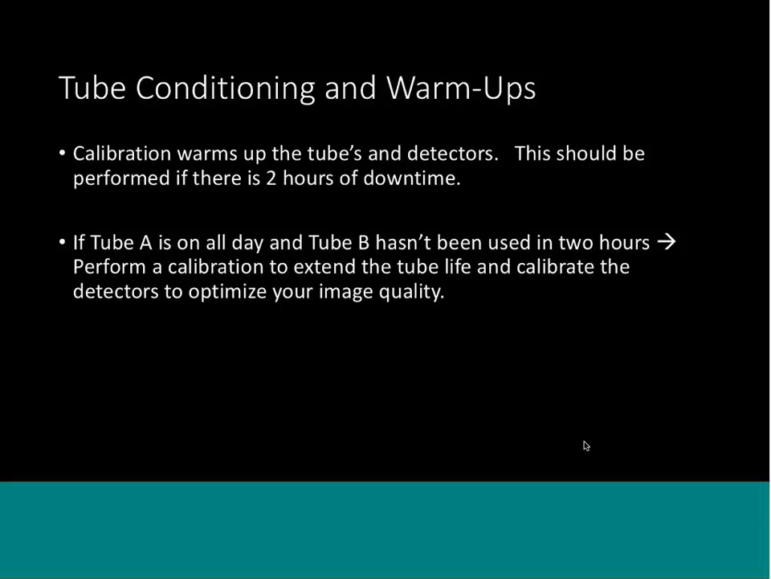Tube B is used in cardiac mode. It's also used in dual energy. So the more dual energy we do, the more tube conditioning we will get. But unfortunately, this system won't tell us it's time to do a calibration. So if you know that you're getting a body case, what we're going to want to do is run a calibration while we're waiting for a transport. And usually those take 5 to 10 minutes.